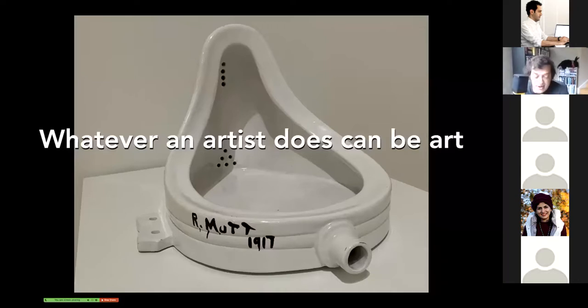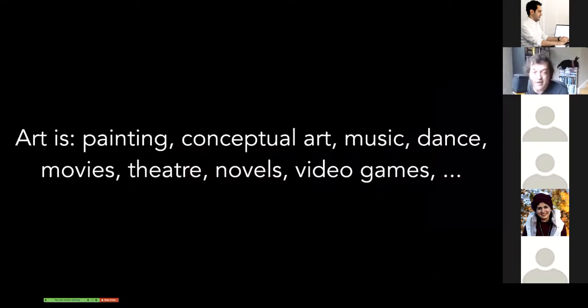And in this discussion, I would also take a fairly broad view of art as including painting and conceptual art, but also music and dance and movies and theater, novels and video games. And in some way, a lot of design. There are fairly blurry boundaries between what we consider art and what we consider design. I feel like design also shares a lot of the same properties of what we often call fine art as well.